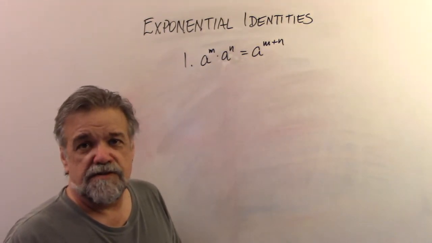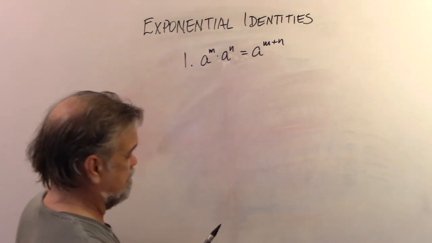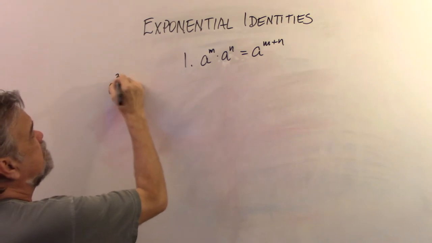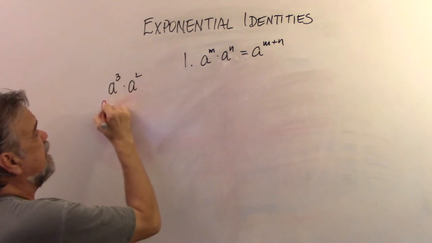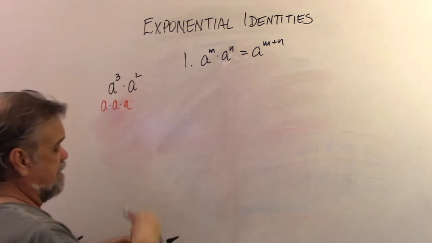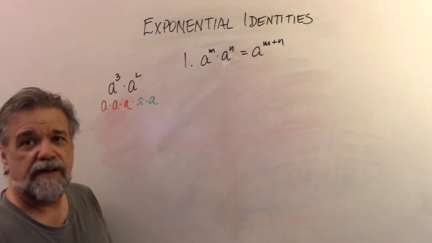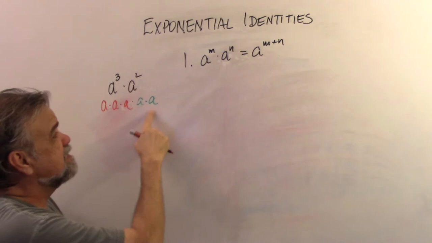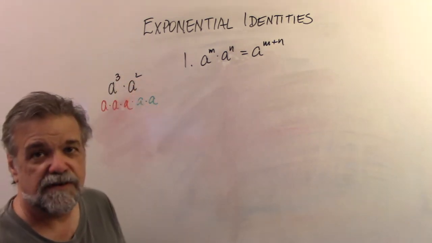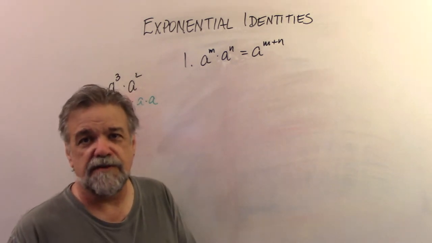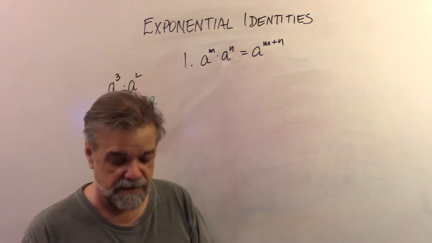For positive integers, this is just so obvious. If I take a to the third times a to the second power, well, a to the third is going to be a times a times a, and then I'm going to multiply that times a times a for a to the second power. Well, what do I have? I have a times a times a times a times a. That's a to the fifth power, and I could have gotten there just by adding up my exponents. So this one is sort of intuitively obvious for a whole bunch of people, that a to the m times a to the n is a to the m plus n.